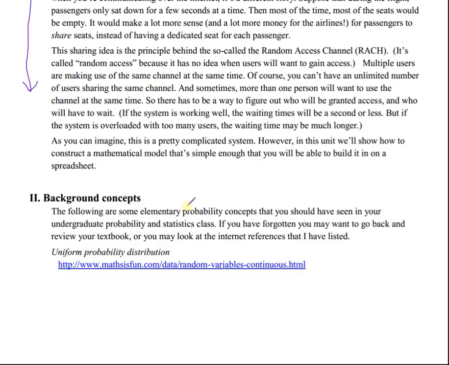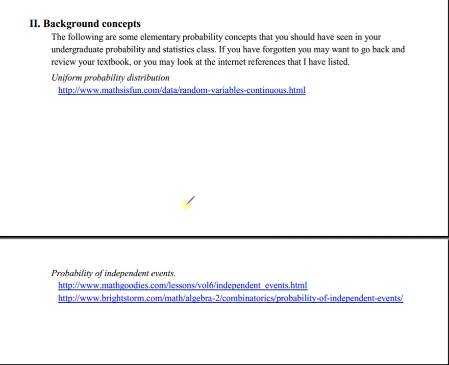Now, you can see that we're talking about users using the same channel. There's some probability involved because who knows when someone's going to click on a different web address, or who knows how many people are going to want to access the internet at a particular time. So there's some probability involved here. So in order to use this model, we're going to have to use some probability concepts that you should have seen before in your undergraduate probability class. You may want to review. I also gave some internet references. The first one is uniform probability distribution.